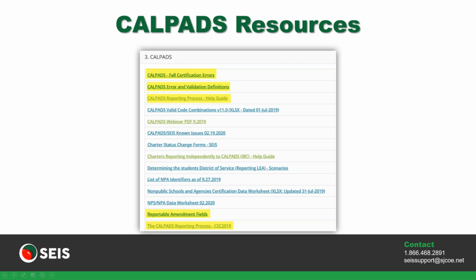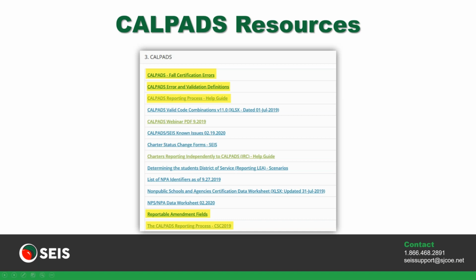So for your CALPADS resources, we did have some feedback about where do I find the definitions for these errors? They're so confusing. I don't know how to fix them. Is there a way that I can see how the CALPADS reporting process works in SEIS, to help my special ed person? Where can I find this information?